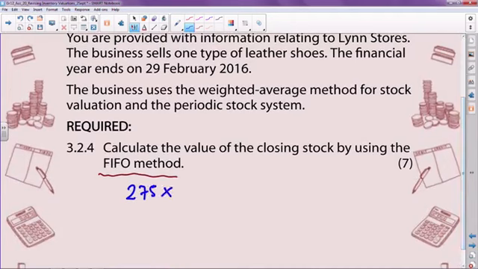Right, what have you done? You have now calculated the value of the stock using the FIFO method. First in, first out. What's the secret for FIFO, guys? Bottom up. Start at the bottom of the table and work yourself up until you arrive at the total, which is 325 pairs of shoes that were left over.